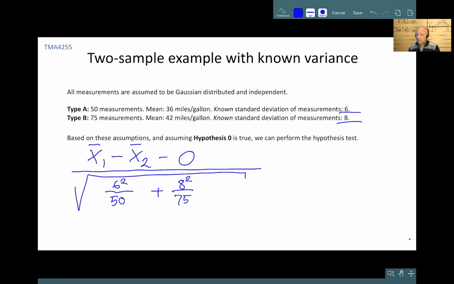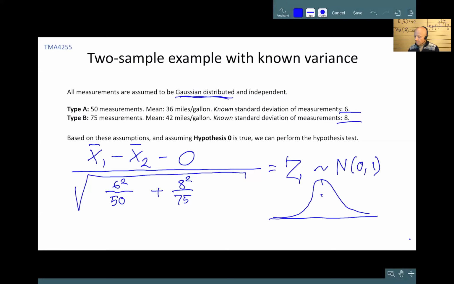They are assumed independent. And since we assumed Gaussian distribution as well as independence, this will now be a variable that we can call z. And this z under hypothesis 0 is supposed to be normal with 0 mean because we shifted it, and variance 1 because we scaled it. So that means we can sketch the density here. 0, it's supposed to be between minus 2 and 2. This is a density function of the standard normal.